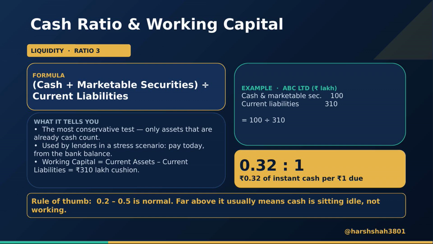This is the most conservative test of the three. Only assets that are already cash actually count here. Think about why a lender would care about this. In a real stress scenario, can you pay today? Straight from the bank balance, no selling anything, no waiting on customers.